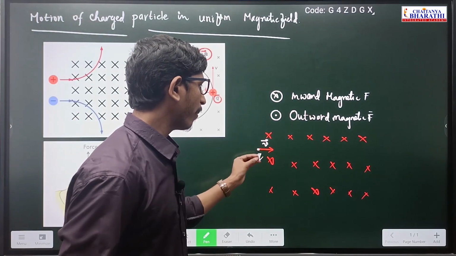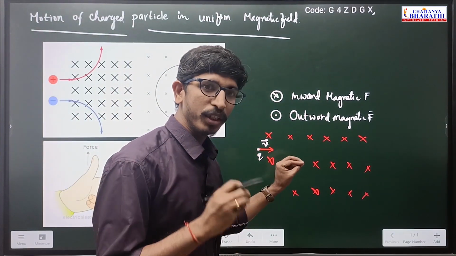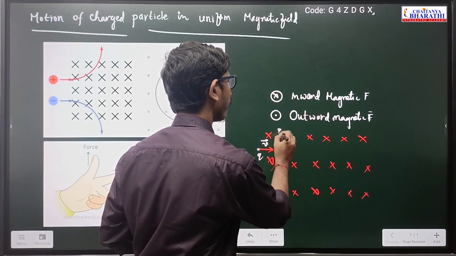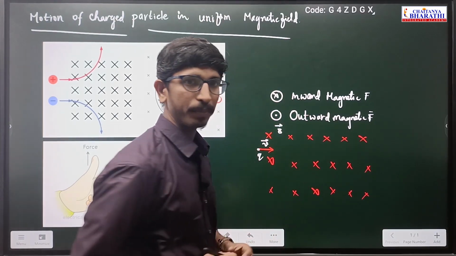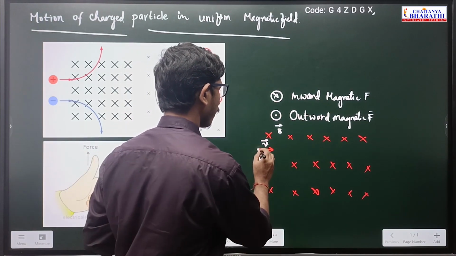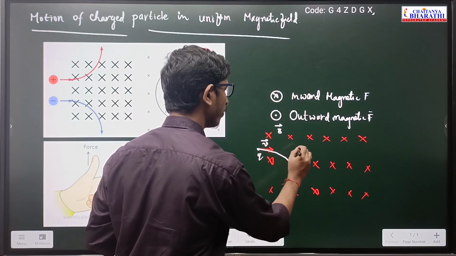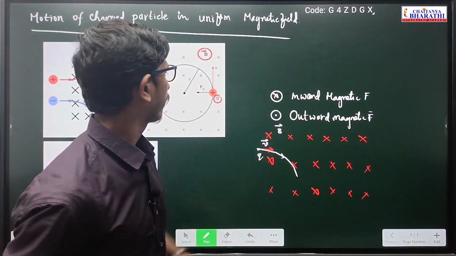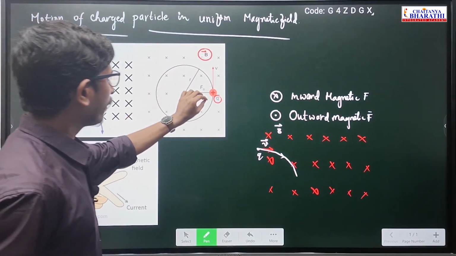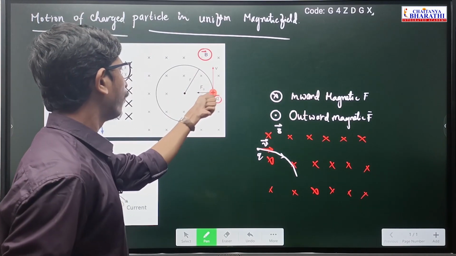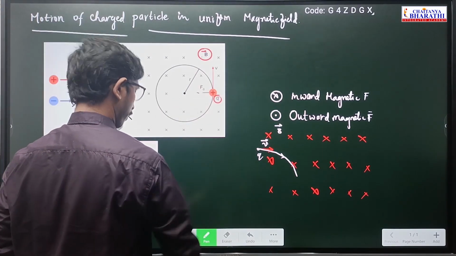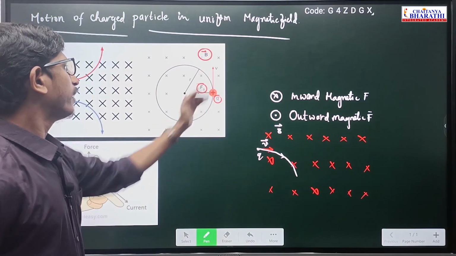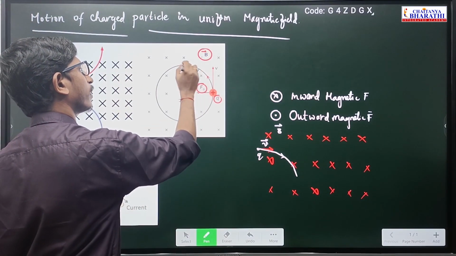Once the charged particle having velocity V bar enters this magnetic field of B bar, it experiences a force. It may go like this or it may go like this. Because of that force, it will change its course of path. As we see in this diagram, once it is there, it experiences a force in this direction, and the charged particle experiencing the force starts moving along this curved path.